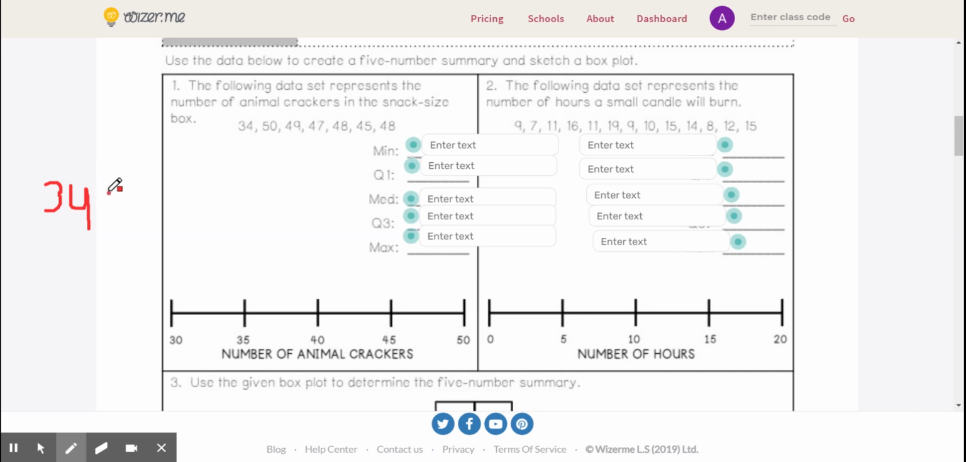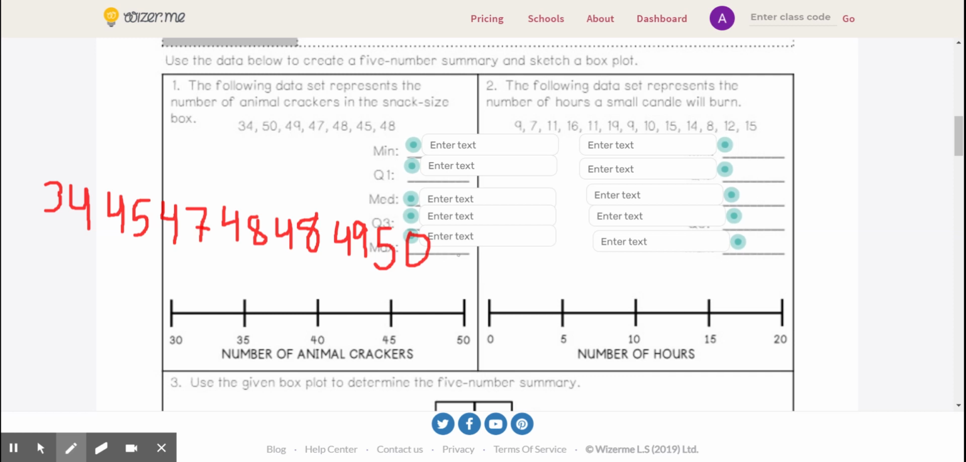And then we have 45. This is going to be messy. And then we have 47. We have 2 48s. And then we have a 49 and a 50. Okay. Now, first thing I need to do, now you can start with the minimum number and the maximum number. I know those are easiest to find, but I always say start with the median.